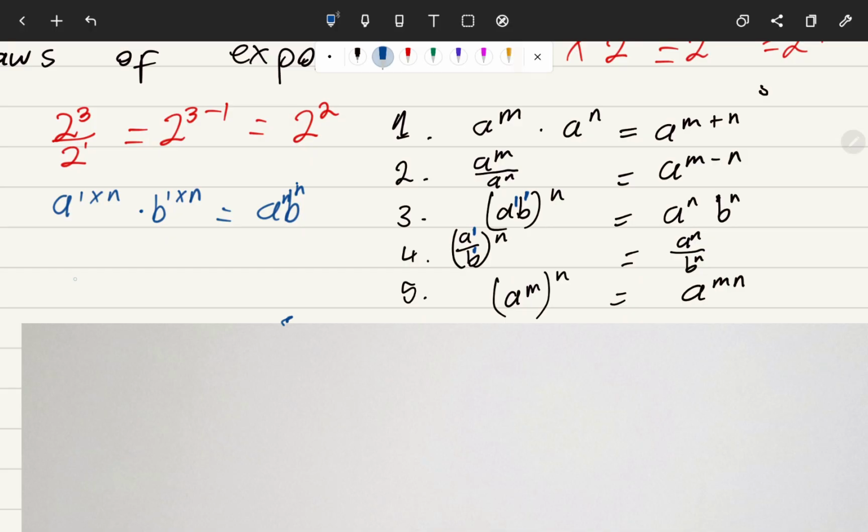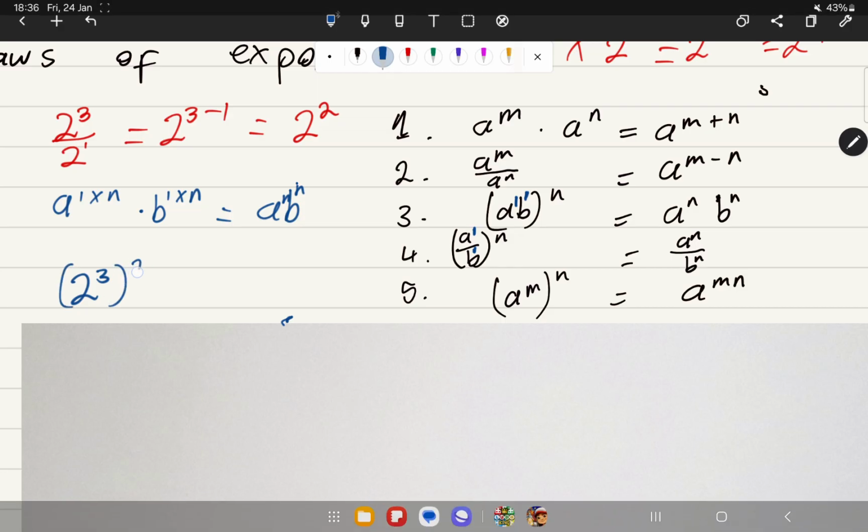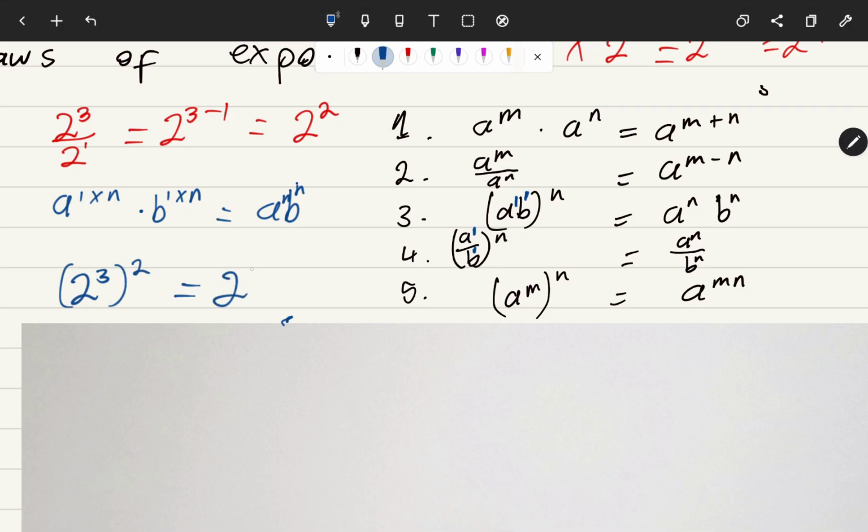Let me make an example. You have 2 to the power of 3, all to the power of 2. The answer is 2 to the power of 3 times 2, which is 2 to the power of 6. Then you're done. But of course, you'll have to write this answer in its simplest form, right? So, guys, that's basically the laws of exponents. These are the definitions.